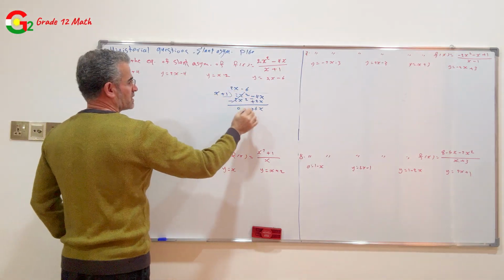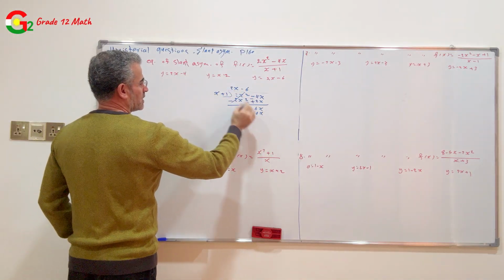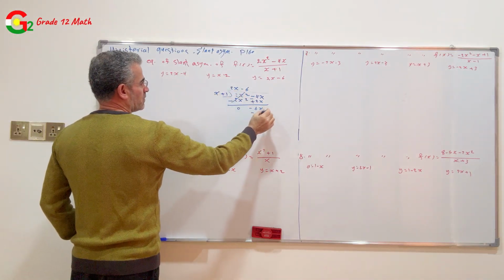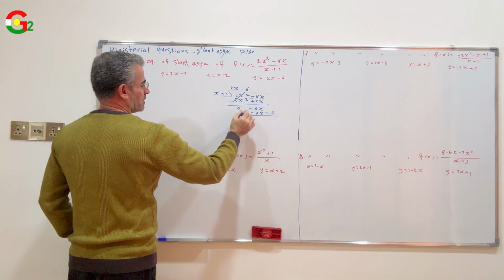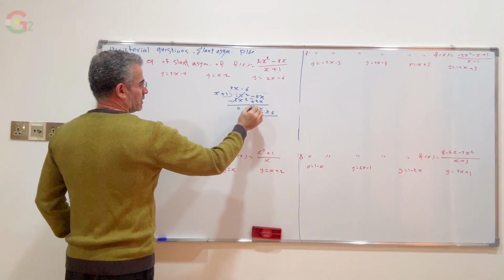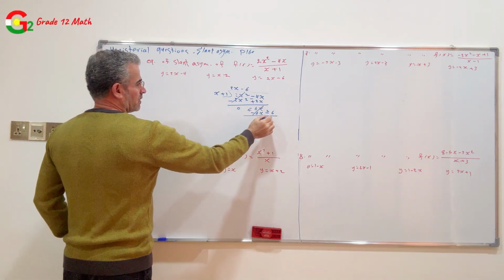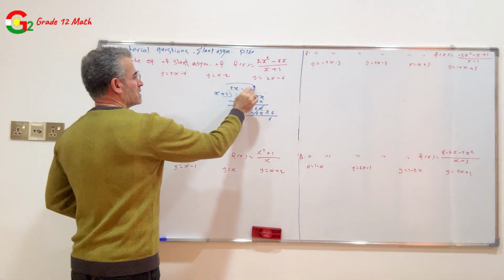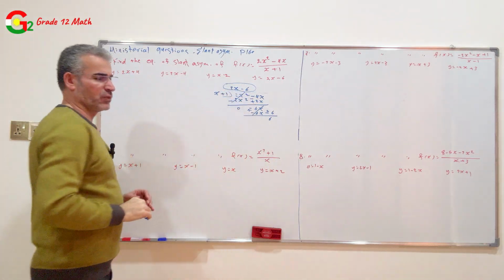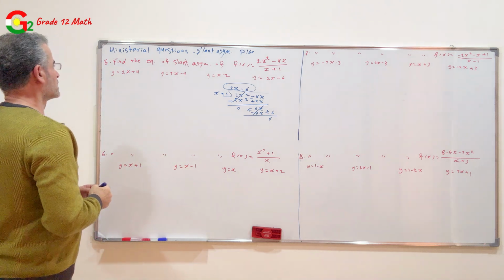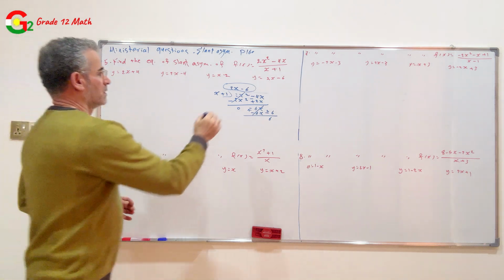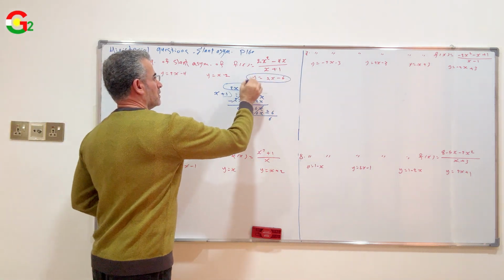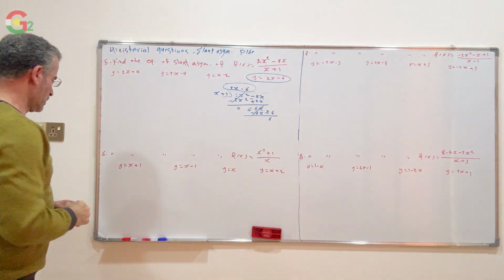Negative 6 times x is negative 6x. Negative 6 times 1 is negative 6. By subtraction, negative 6x minus 6x is 0. Then the equation of the slant asymptote is 2x minus 6. Choice D.